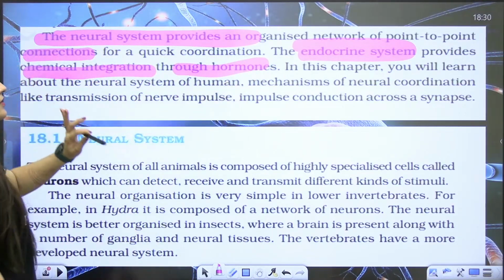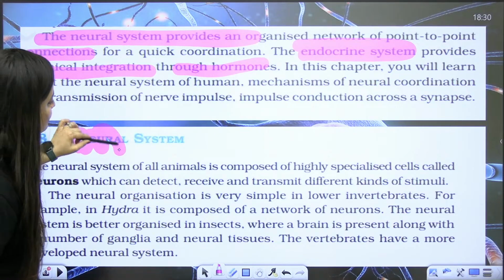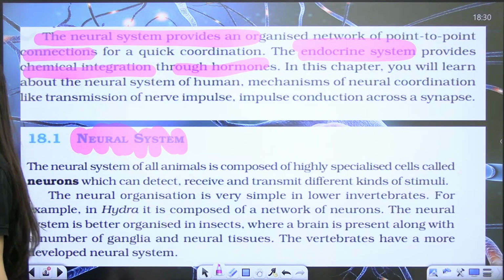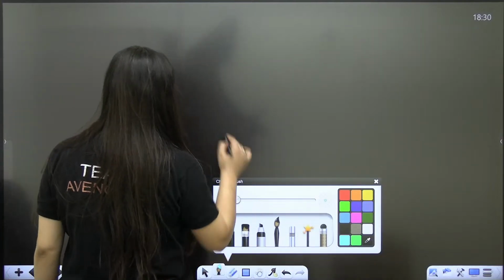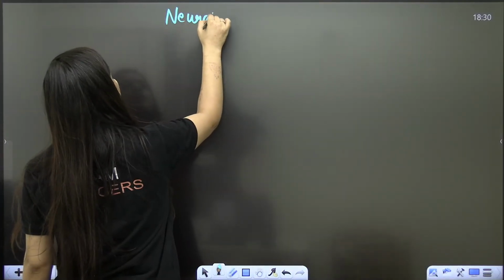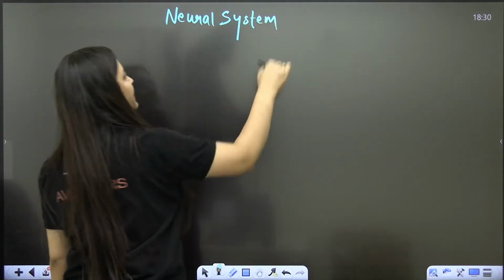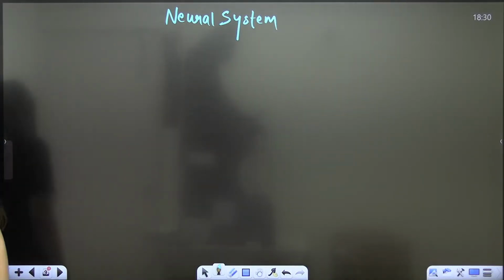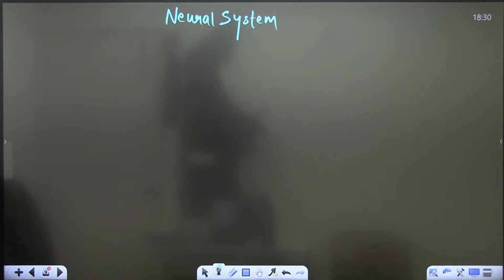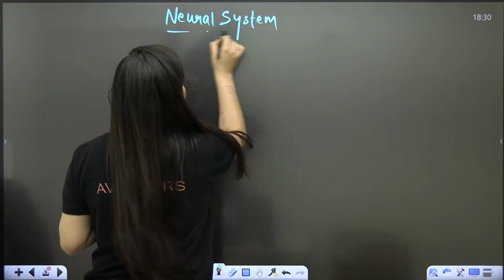In this chapter, we'll talk about neural coordination. So we'll start with the neural system first. You tell me, what do you know about the neural system? What do we have in the neural system? Anybody in the class? You can also call it the nervous system. Neural system and nervous system are one and the same thing.